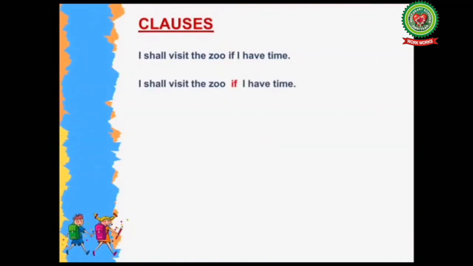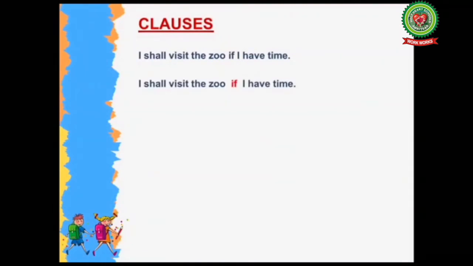But before understanding the tenses in conditional sentences, let us first identify two clauses in a sentence. Let's take an example: I shall visit the zoo if I have time. Now, this sentence can be divided into two parts: "I shall visit the zoo" and "if I have time." Now pick out the conjunction from the sentence. What is the conjunction used here?